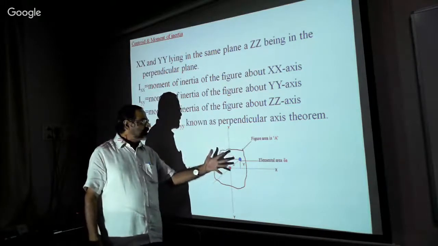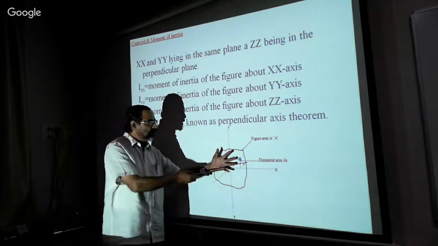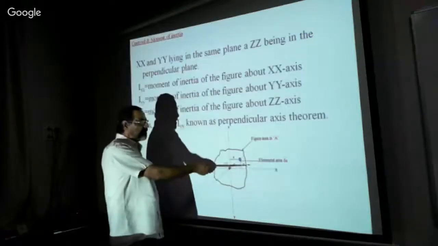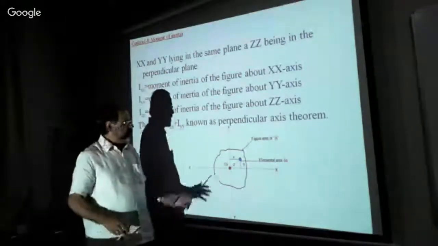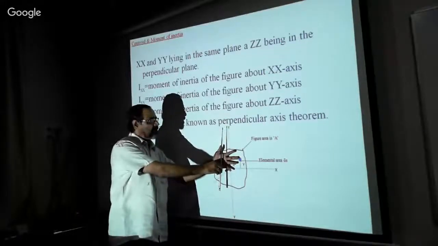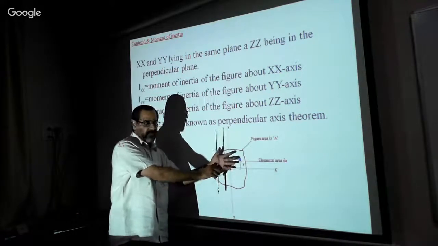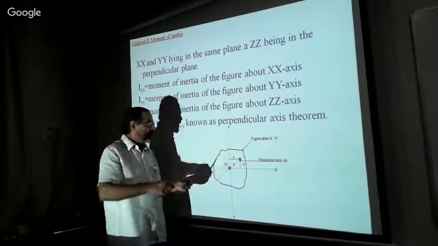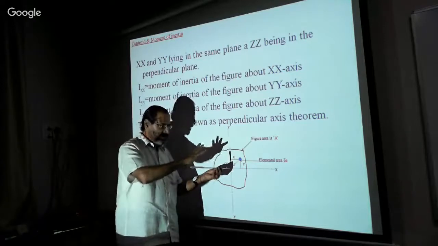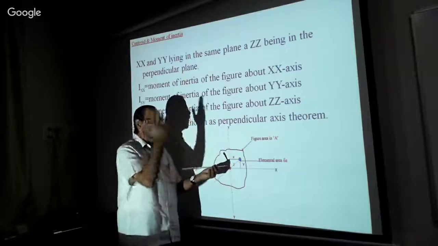So see exactly the meaning. This is the section, and how it behaves when you apply a force. How the section behaves with respect to the x axis, that is Ixx, the moment of inertia. Similarly, the moment of inertia of this figure with respect to the y axis: how it behaves with respect to the y axis when you apply the force. Similarly, this is the z axis. How does the section behave with respect to the z axis when you apply the force?